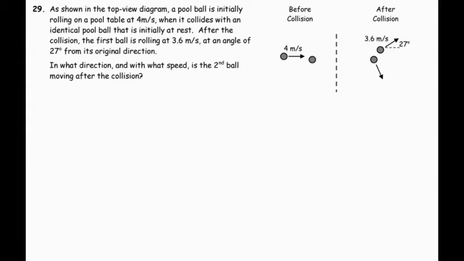As shown in the top view diagrams, a pool ball. So when you're playing pool and you're looking at things in terms of hitting the ball at an angle, you have a pool ball initially rolling on a table at 4 meters per second when it collides with an identical pool ball that is initially at rest. After the collision, the first ball is rolling 3.6 meters per second at an angle of 27 degrees from its original direction. In what direction and with what speed is the second object moving?